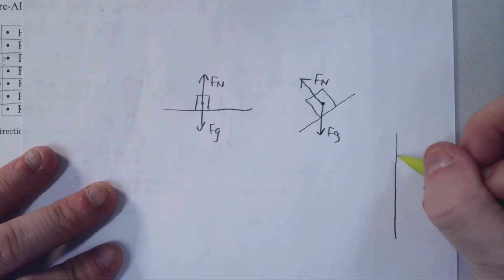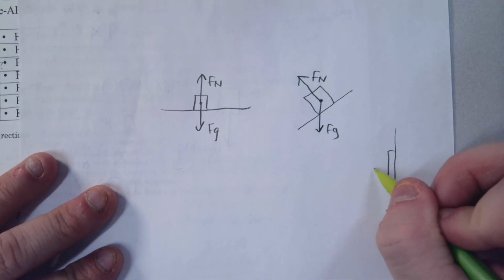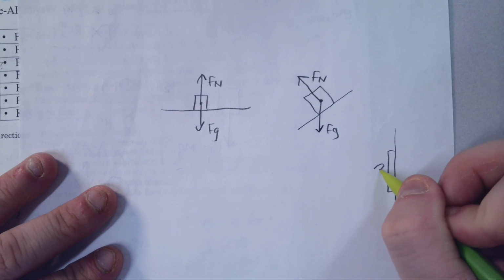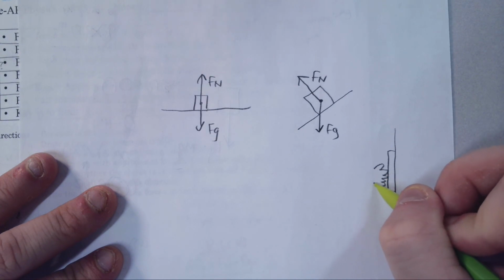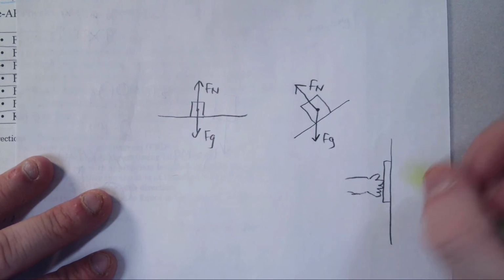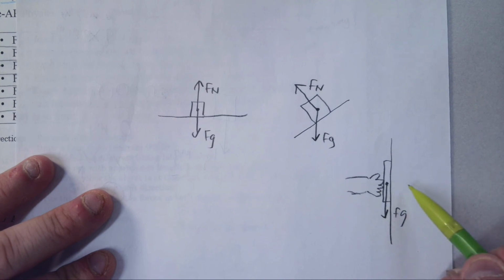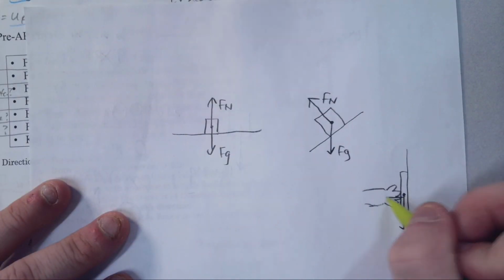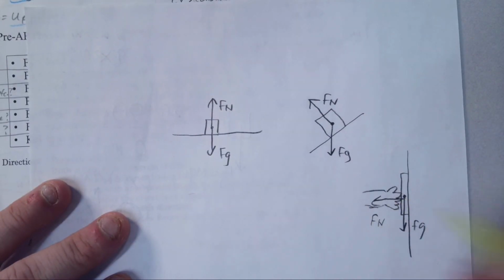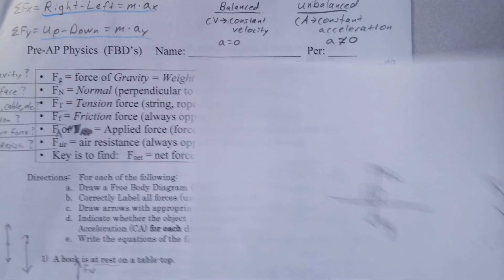If this is a wall and I have a book, let's say I'm going to have to draw a hand here. There we go. A hand is pushing it into the wall and keeping it up. Force of gravity would be straight down, and the wall or the surface would actually be pushing back at it. So that would be the normal force. So it's always perpendicular to whatever the surface we have.